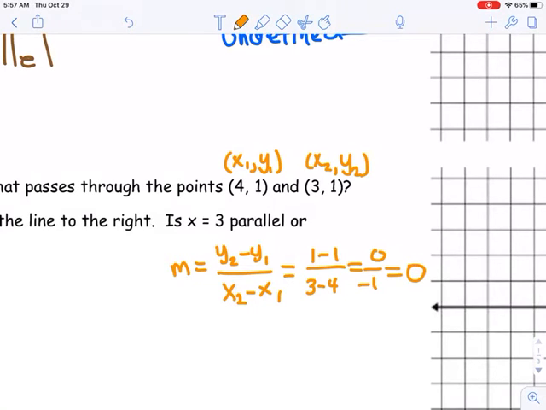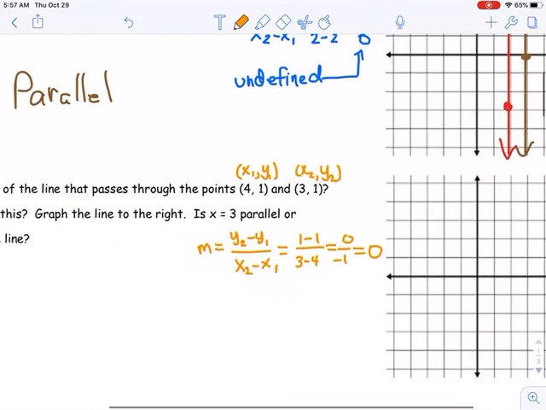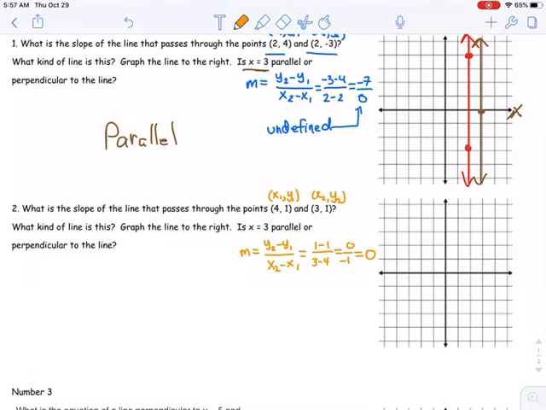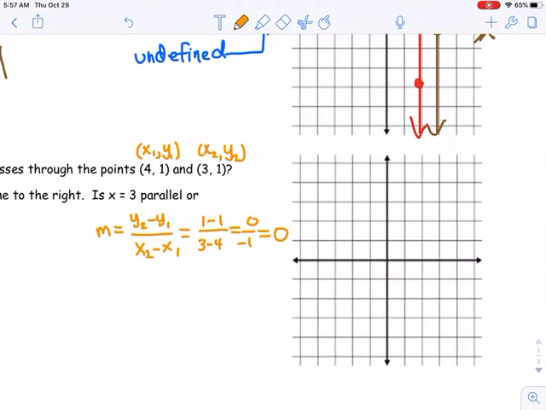Think about it. You have 0 pizzas. You're trying to divide it among people. You can't. It's 0. Right? Everyone gets 0 slices. Now let's go ahead and plot this bad boy right here. (4, 1) and (3, 1). These points are really close.